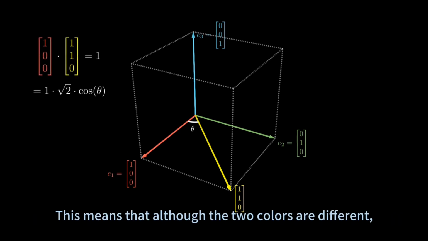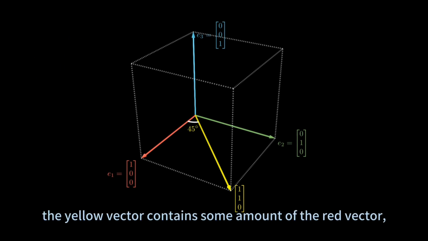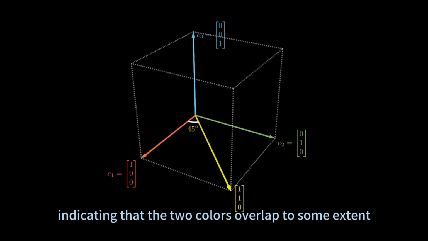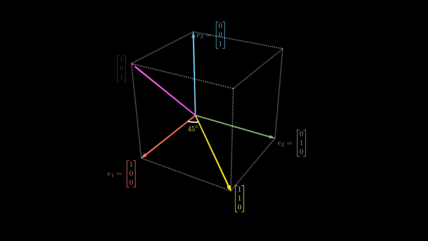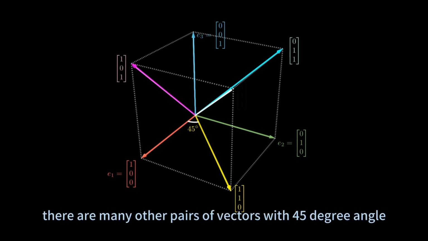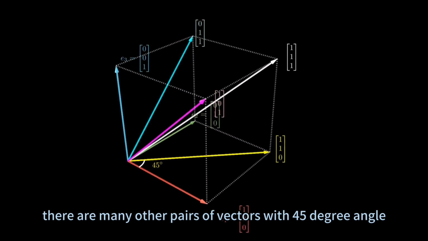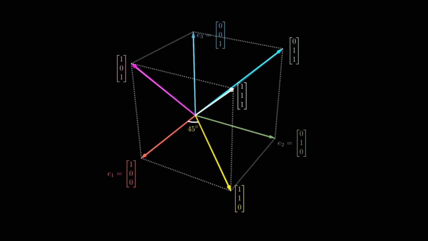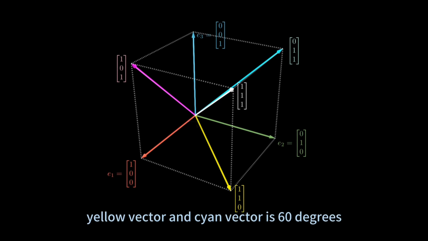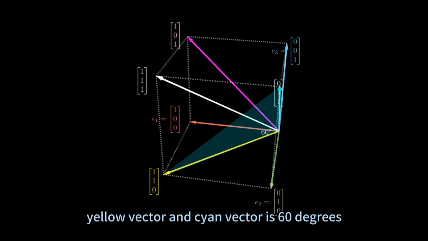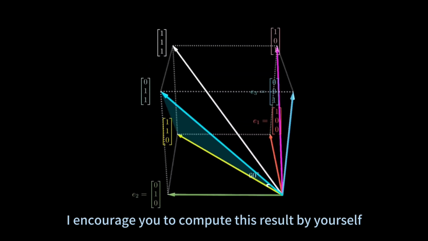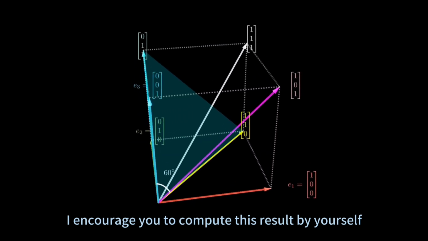Through very simple calculations, we can see that the angle between the red vector and yellow vector is 45 degrees. This means that although the two colors are different, the yellow vector contains some amount of the red vector, indicating that the two colors overlap to some extent. In RGB color space, there are many other pairs of vectors with a 45-degree angle. Try to find them yourself. Additionally, the angle between the yellow vector and the cyan vector is 60 degrees. I encourage you to compute this result by yourself.